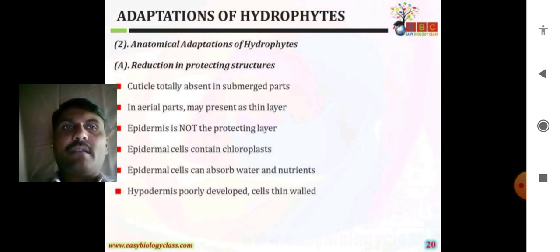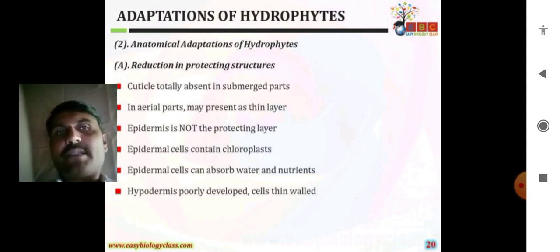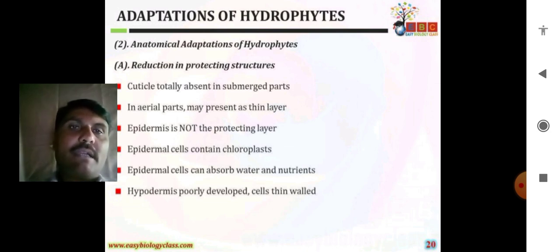Cuticle is completely absent in the submerged plant parts. In the plant parts which are completely inside the water body, the cuticle layer is completely absent. This is one of the major anatomical adaptations. In aerial parts, it may be present, though only as a thin layer, up above the water.